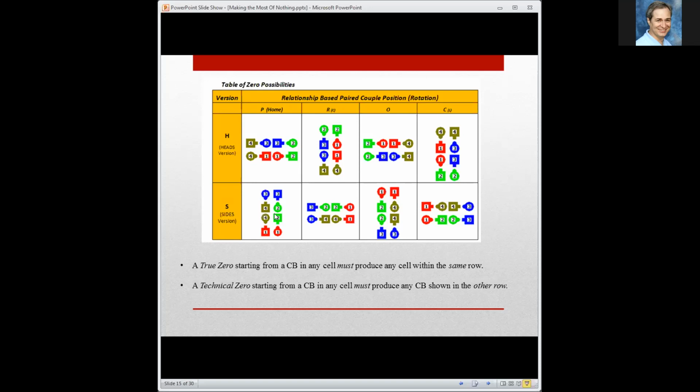So whatever you call, if they decide to do checkerboard dancing, whatever you call is going to work out for them as well, because they just replace the heads with sides. And that's all a technical zero does.